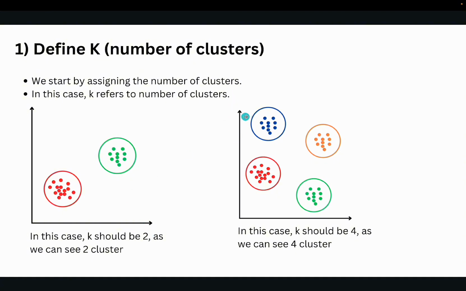But in a different dataset where there are four distinct clusters that we can see with our naked eyes, one is this, one is this, one is this, and the other one is this, we need to apply k equals 4, which will result in 4 different clusters being identified by the algorithm.